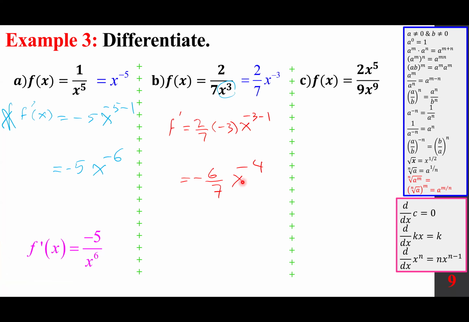X to the power minus 4 moves down. So we get f prime of x is -6 over 7 x to the power of 4. Again, look at the only calculus step. 1, 2, 3 algebraic steps. This is the only calculus step.